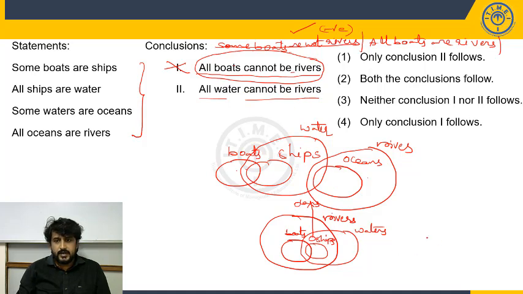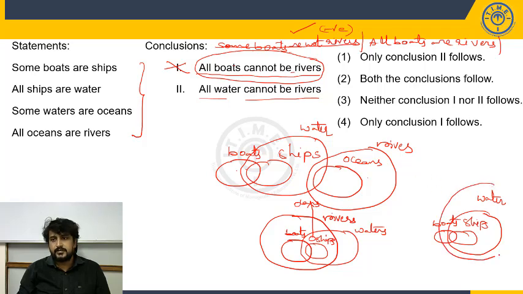Now in this diagram, same. Let me draw the boats like this. Let me draw the ships, and all ships are water. Let me draw like this, and we have a statement, some waters are oceans. You may draw like this also, nothing wrong in that. Some waters are oceans, and all oceans are rivers. So all oceans should be inside the rivers. So you may draw like this, all oceans are rivers.